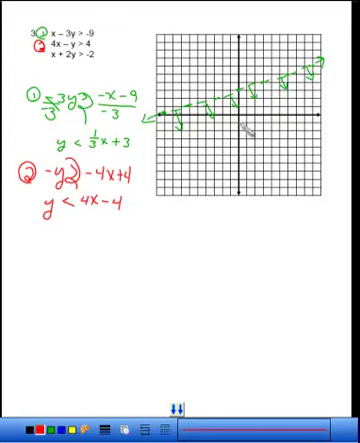So we go down here to minus 4, 1, 2, 3, 4. And it's a positive 4 slope, so it's up 1, 2, 3, 4, and over 1. We could go down 1, 2, 3, 4, and left 1. It's a dotted line, or dashed if you want to say dashed. Okay, it comes down here. Y is less than that, so you're going to shade where y is less than, it's below it. So we're going to shade this direction.